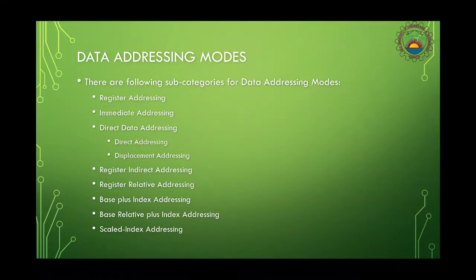Then there is register relative addressing. Then we have to discuss base plus index addressing. Then there is last 16-bit addressing mode, base relative plus index addressing. Scaled index addressing is for 32-bit processor. So we will be discussing this addressing briefly in coming slides.